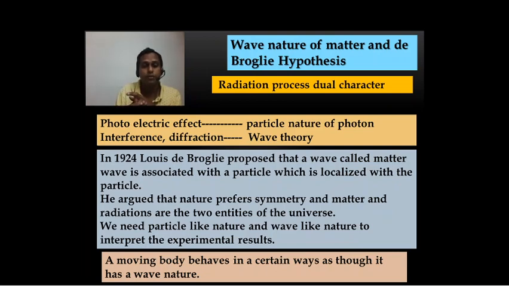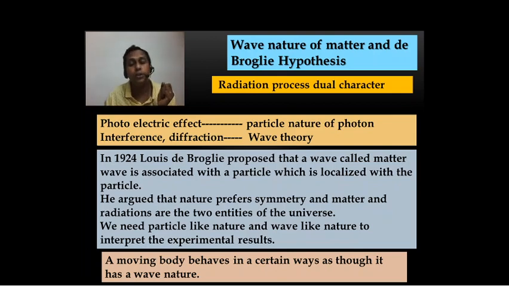And he argued that nature provides symmetry, and matter and radiation are the two entities of the universe, and we need particle-like nature and wave-like nature to interpret the experimental results. We need the particle-like nature of light and the wave-like nature of light for explaining the phenomena. Just before, I mentioned that for interference and diffraction, wave theory is necessary. For the photoelectric and Compton effect, the particle nature of the photon is necessary.